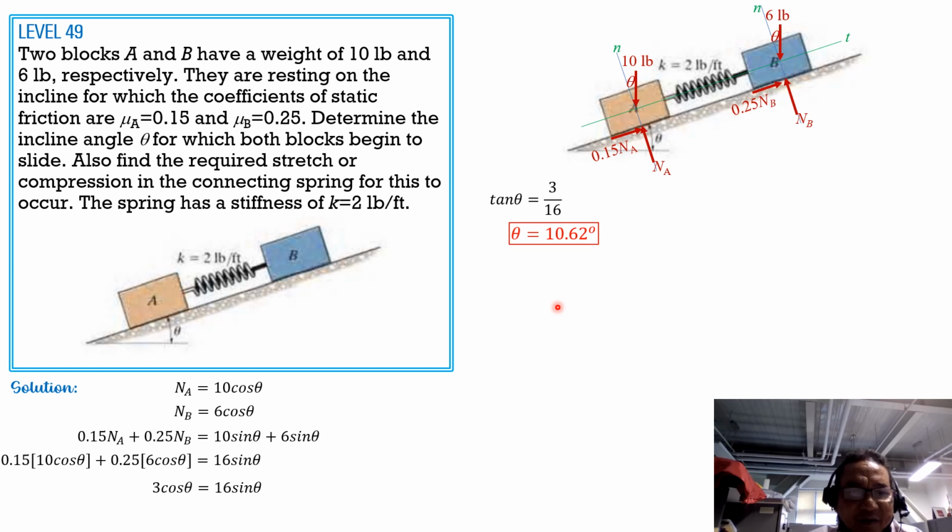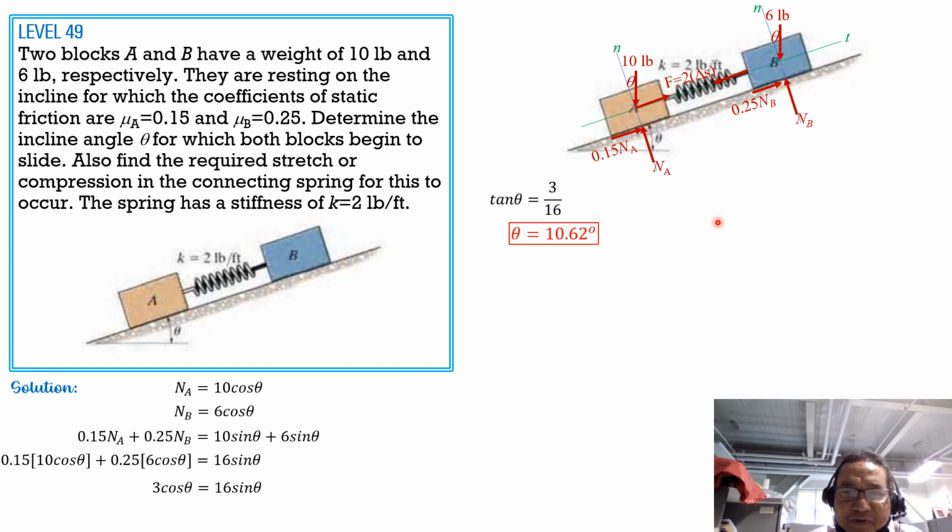Then for the required stretch or compression, let's draw the free body diagram of this part. The tension is equal to 2 times delta S. So force is spring constant times change in displacement. So let's call the change in displacement delta S, stretching, that's the expected value.